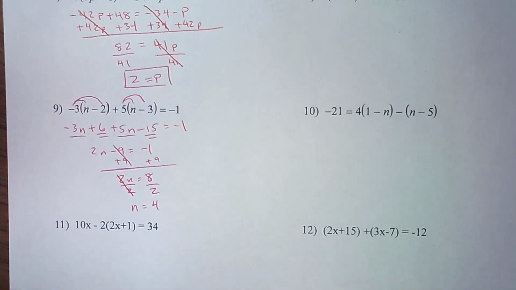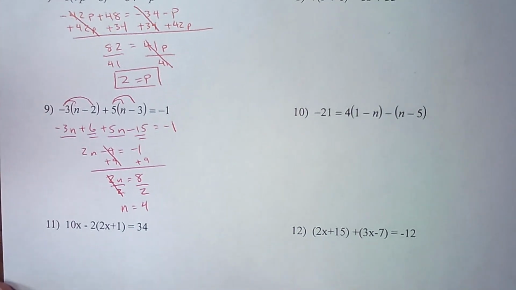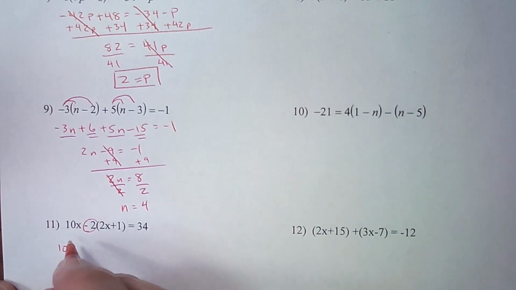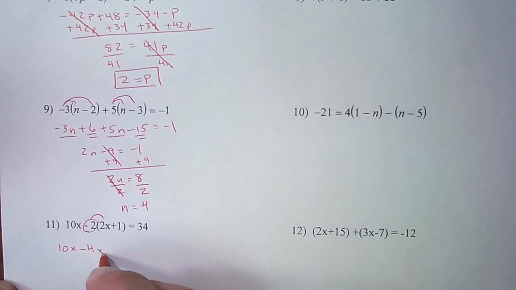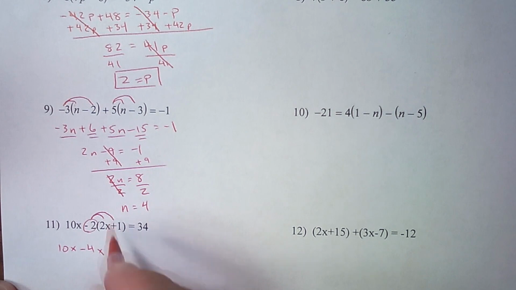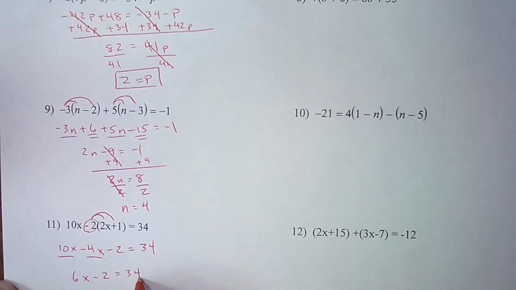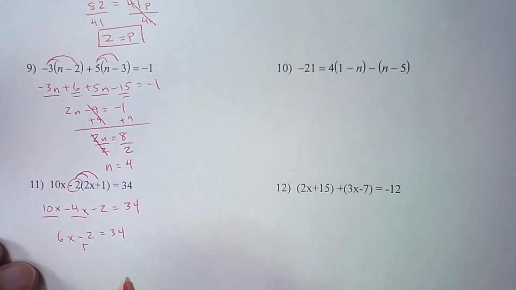Okay, and then number 11, and this will be our last one, I need to distribute a negative 2. So I start with my 10x. Negative 2 times 2x is negative 4x. Negative 2 times 1 is negative 2, equals 34. Okay, then combine like terms. 10x minus 4x is 6x. Minus 2 equals 34. I can add 2 to both sides.